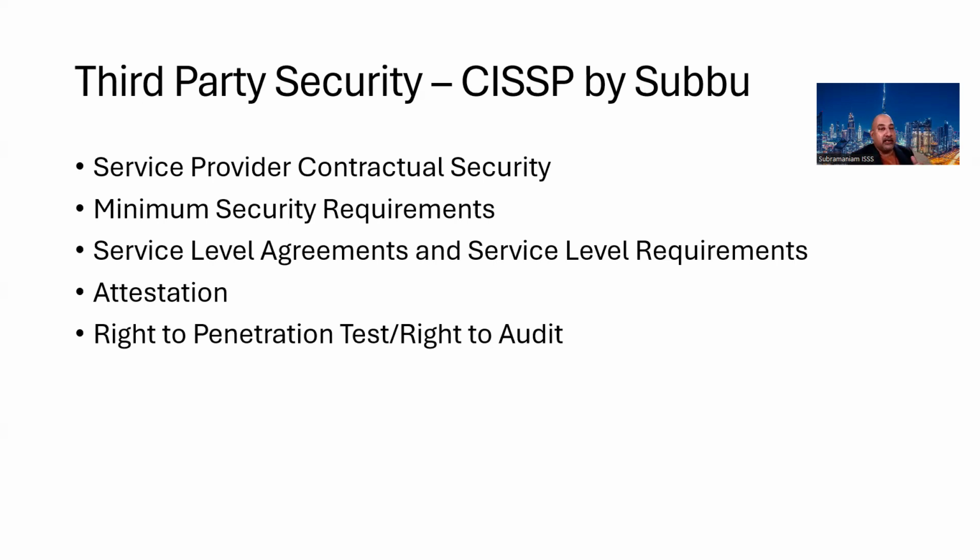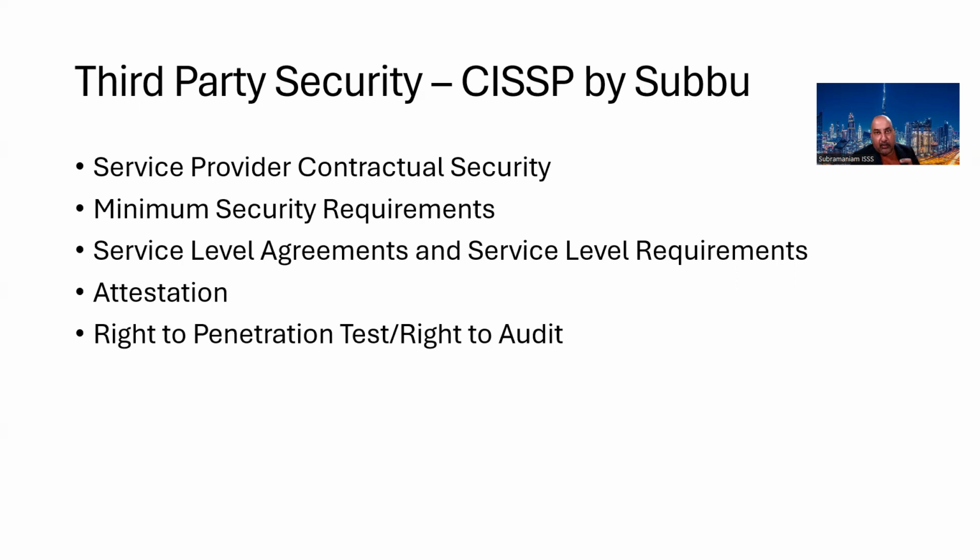But what we are actually seeing here is third-party security. Service providers' contractual security is the part of the contract that the organization is signing with the third party. The confidentiality, integrity, availability, all these things need to be mentioned, because we need to have it on paper, signed by both the parties, so that we understand what we have asked the contractors or vendors to do, and what the contractors or vendors should do for us. So it's in black and white.